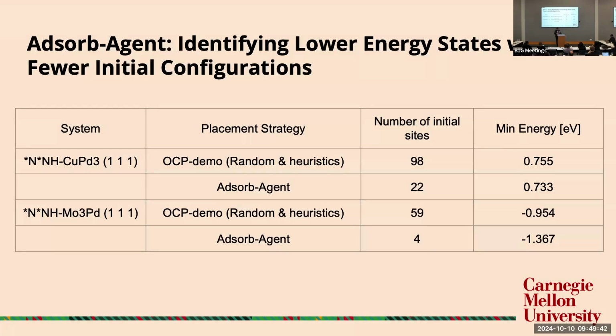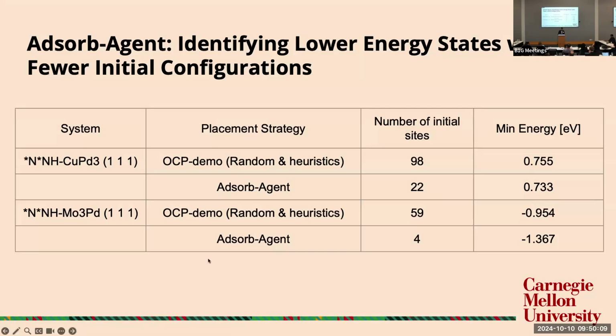Even we found actually a much lower, stable energy. So you can see with the OCP demo, Open Catalyst Project demo, for both random and heuristics, you need 98 steps to get to the minimum energy of 0.755. With our AdsorbAgent, it only requires 22 steps. We got to the energy of 0.733.